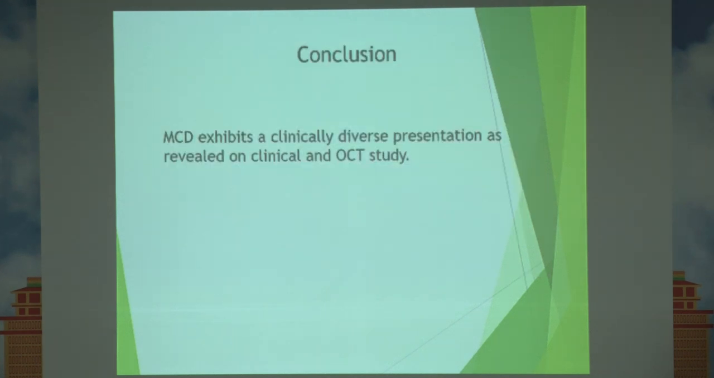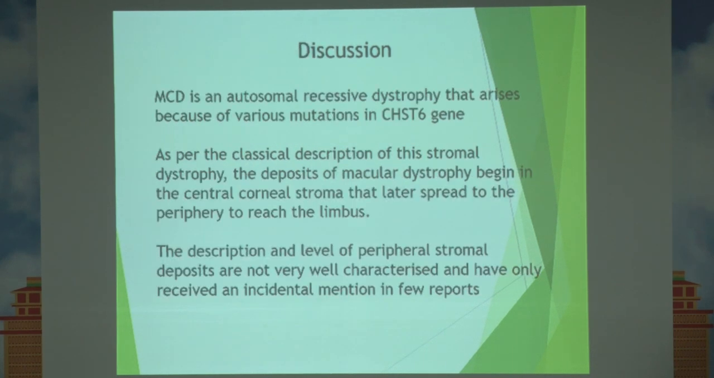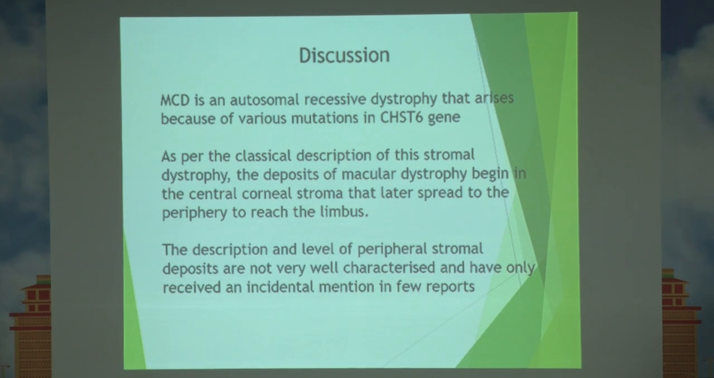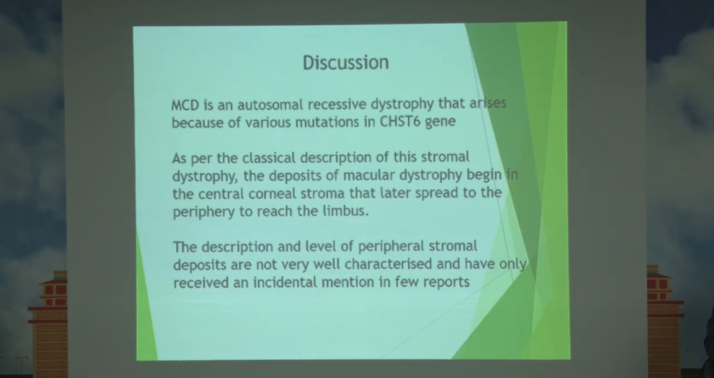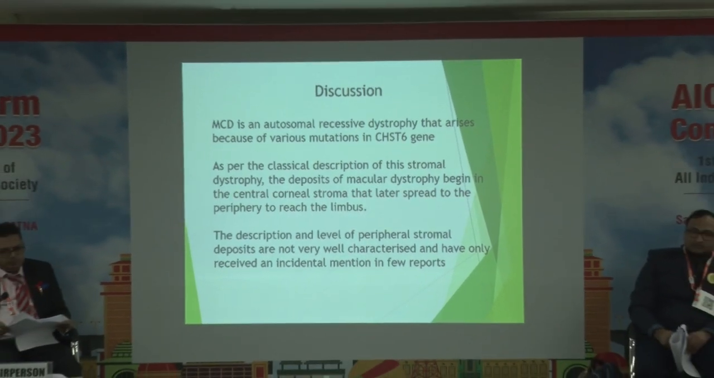MCD, the conclusion is that MCD exhibits a clinically diverse presentation, as revealed on the clinical and the OCT study. MCD is an autosomal recessive dystrophy that arises because of various mutations in the CHST6 gene. As per the clinical description of this stromal dystrophy, the deposits of macular dystrophy begin in the central corneal stroma and later spread to the periphery to reach the limbus. The description and the level of the peripheral stromal deposits are not well characterized and have only received an incidental mention in a few reports.